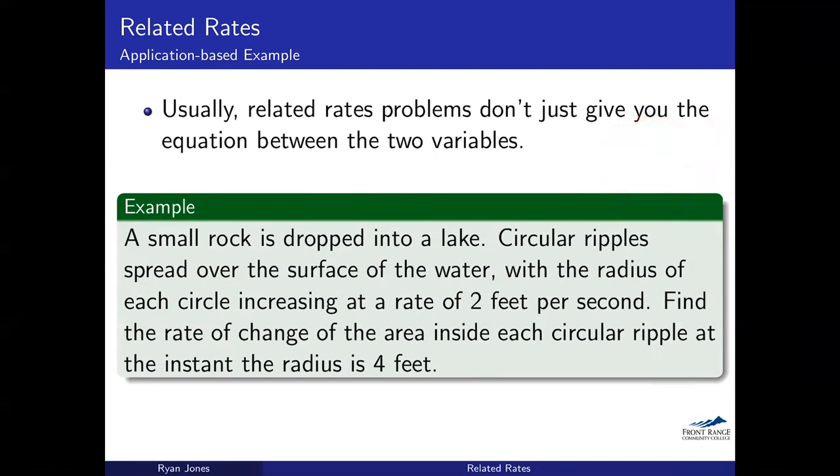And so what you can do is you can actually find the rate of change of the area inside these ripples.